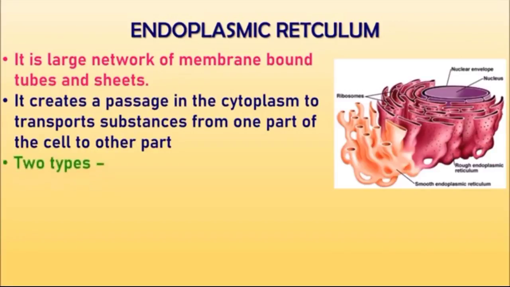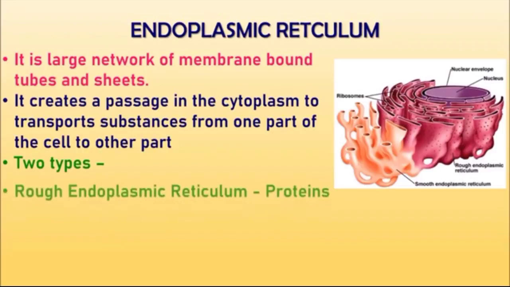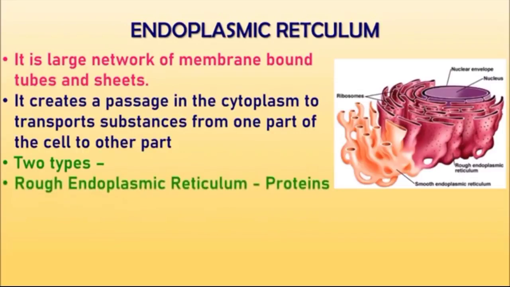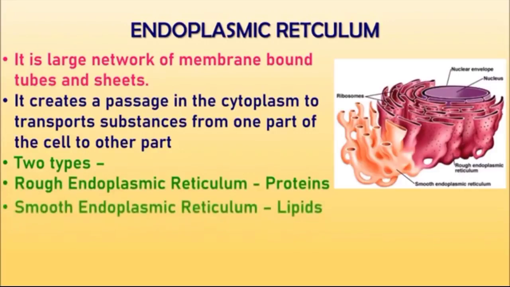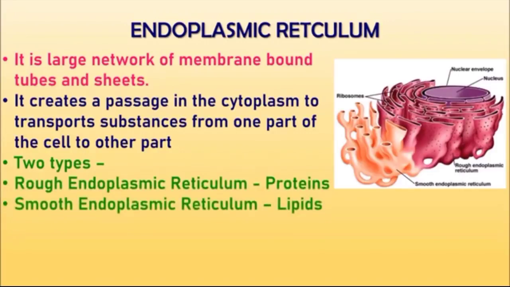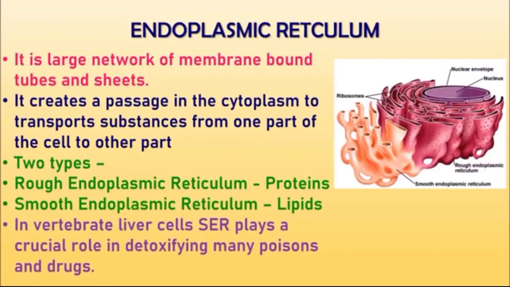There are two types of endoplasmic reticulum. A rough endoplasmic reticulum, which contains ribosomes on it to perform protein synthesis. The other type is smooth endoplasmic reticulum, which does not contain any ribosomes. It participates in lipid synthesis. In vertebrate liver cells, smooth endoplasmic reticulum plays a crucial role in detoxifying many poisonous substances and drugs.